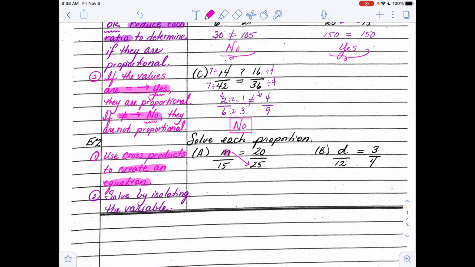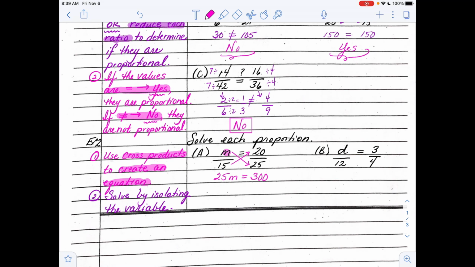M times 25 is just 25M. Now I'll put the equal sign between because I know they are proportional. And now I'm going to do 15 times 20. Well, forget that 0 at the end right now. 15 times 2 is 30. Now put the 0 back on and I get 300. Well, now I've got an equation. Got the equal sign. I've got a variable.